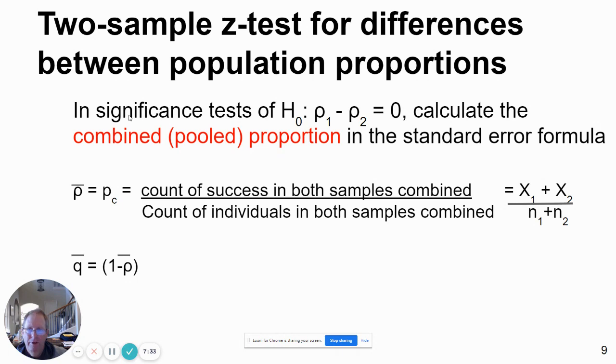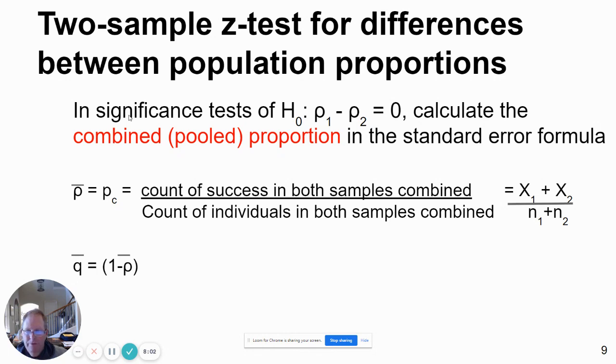So what is the combined proportion or pooled proportion? It is the count of successes in both samples combined, so it's x1 plus x2, divided by the count of individuals in both samples combined. That is sample size 1 plus sample size 2. So we're taking the sum of the number of the successes divided by the sum of the sample sizes.